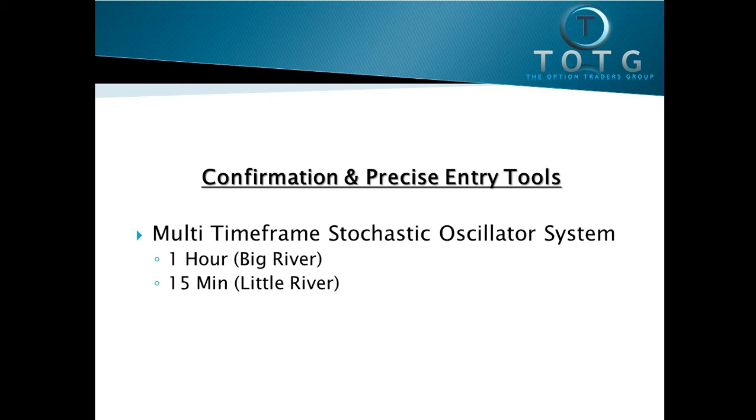So we use a multi-time frame stochastic oscillator system. We use two stochastic oscillators on the chart. We use a 1 hour and we use a 15-minute. Just like the 1 hour chart and the 15-minute chart we use, we do the same with the stochastics. And we have a big river, which is the 1 hour, and a little river, which is the 15-minute.